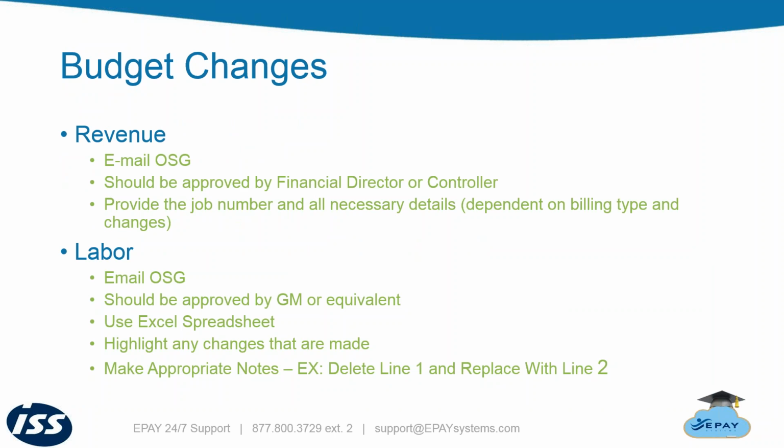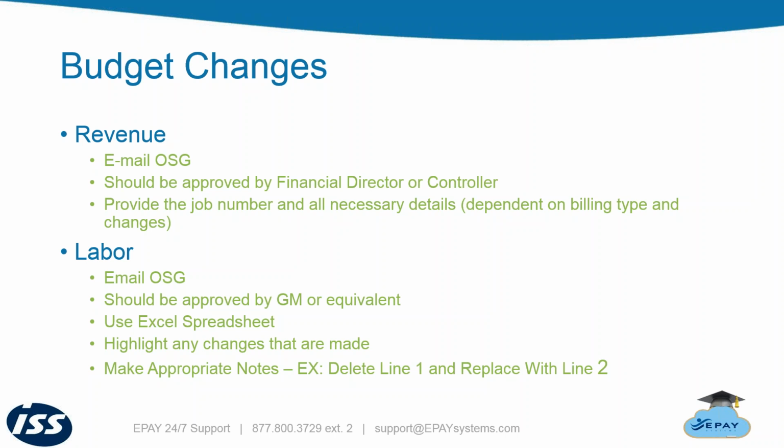So now that we've reviewed what you need before setting up a job, how to set up the job, and all the required information, and all the budget details that go into revenue and labor, let's talk about budget changes and what you need to do to get those in. So talking about revenue details, of course you're going to email them to the OSG team at opsupport@us.issworld.com. But please keep in mind that any revenue changes, any changes in amount or service days or what have you, should be approved by your financial director or controller.